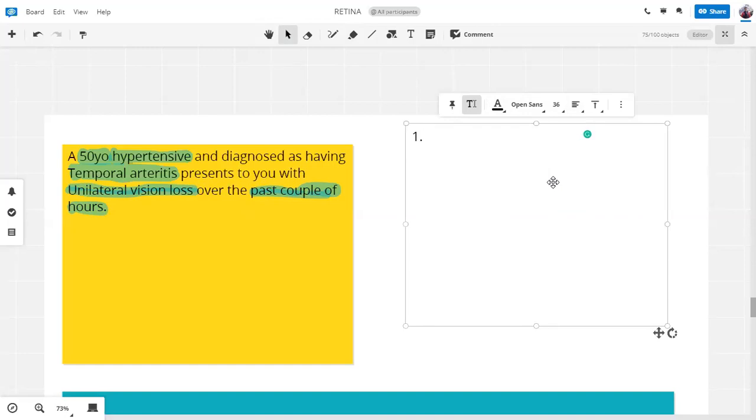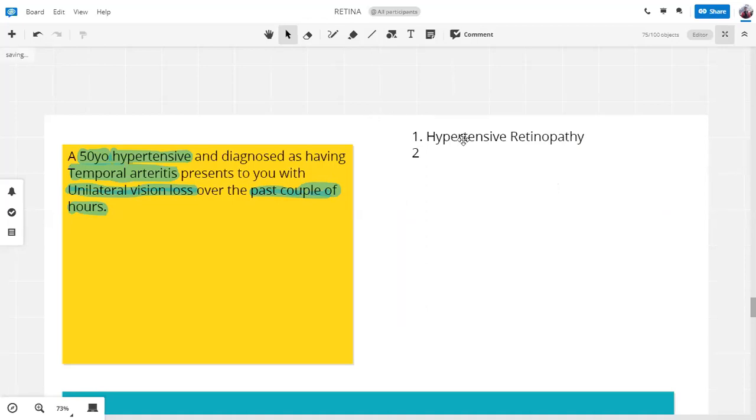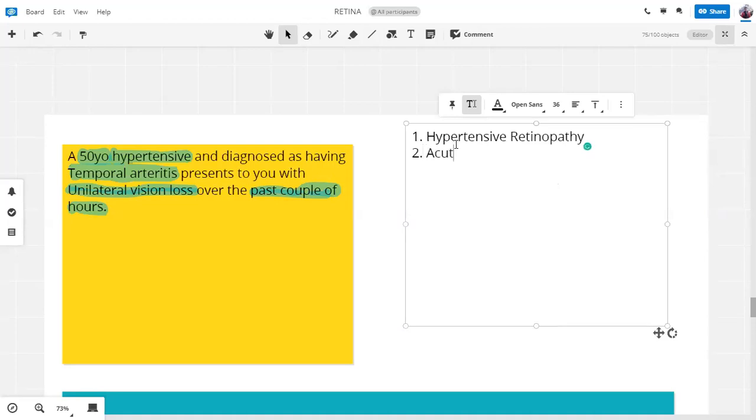Hypertensive retinopathy, Dr. Sahiba said. Anyone else? It includes the whole eye. Acute glaucoma. Acute congestive glaucoma. That is excellent. Acute congestive glaucoma presents with sudden loss of vision, unilateral loss of vision.